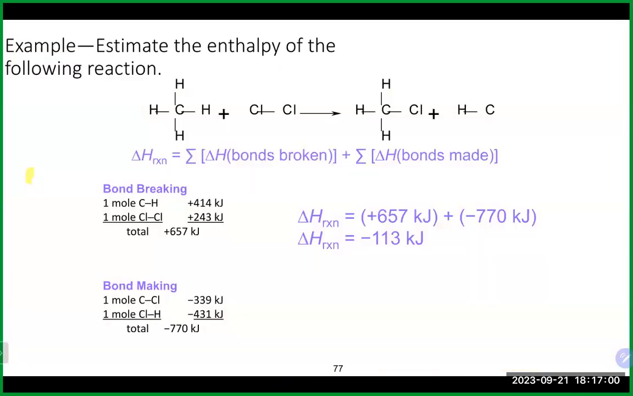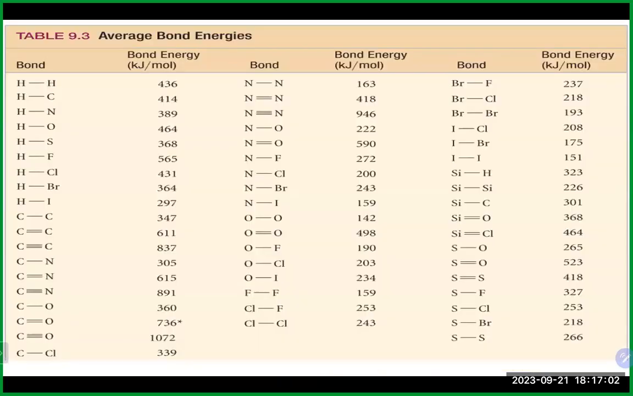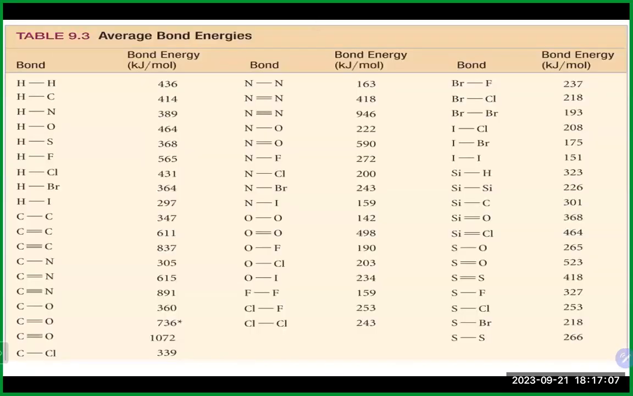So let's take a look at, let's do another one. N2 plus H2 makes NH3, a little 2 there, a little 3 there. All right, use the bond energy table here, calculate the delta H for this reaction, and decide, is it endothermic or exothermic in this case? Okay, let's take a look.